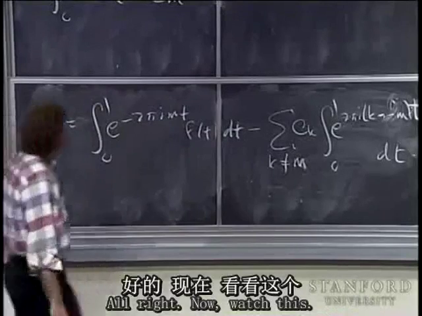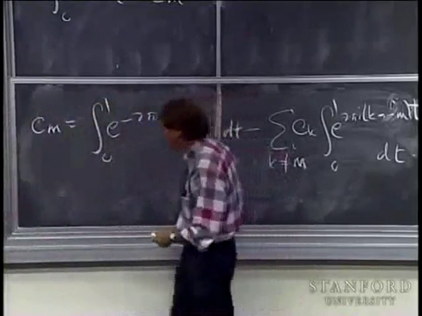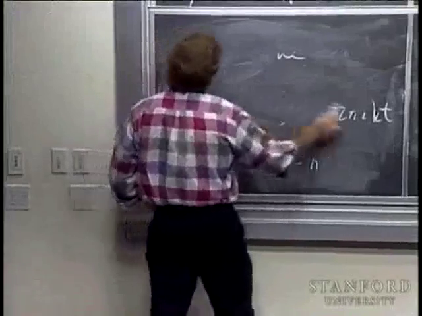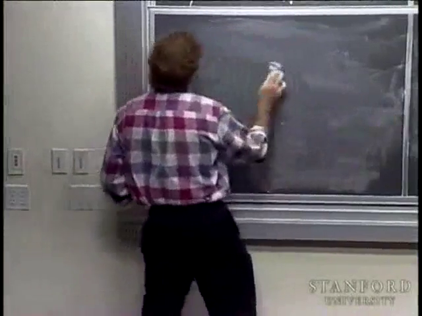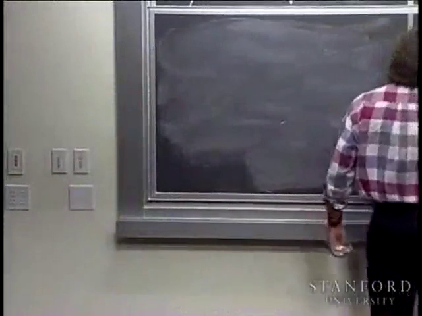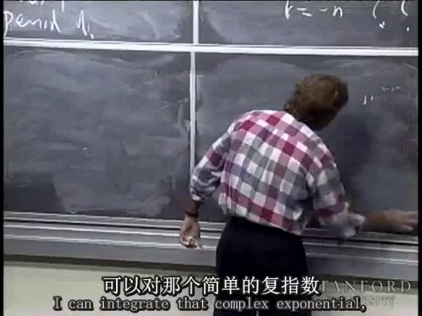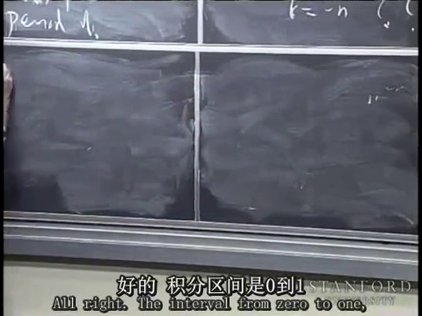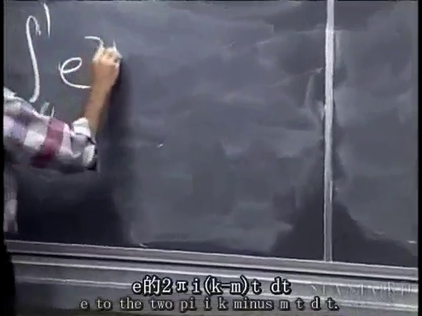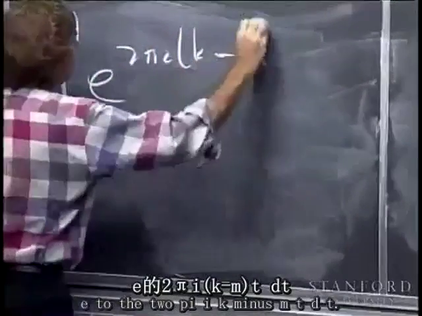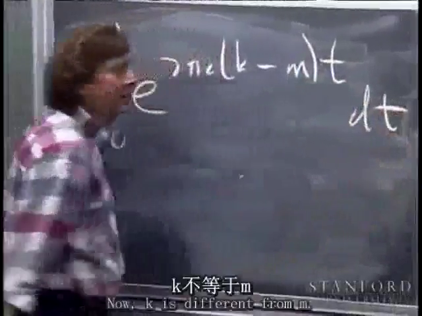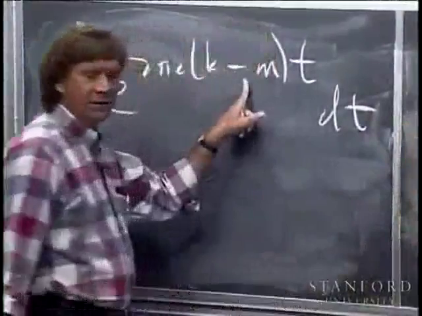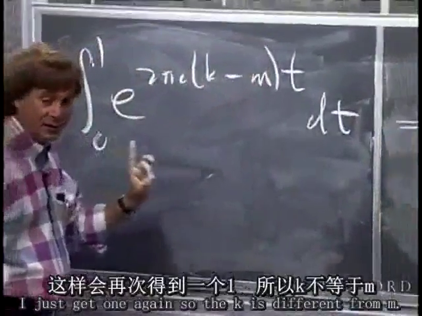All right. Now, watch this. I can integrate that complex exponential. That's a simple function. I can integrate that just like I integrated in calculus. The integral from 0 to 1 of e to the 2 pi i (k minus m) t dt. Now, k is different from m. If k is equal to m, I'm just e to the 0 here, so I just get 1 again. But k is different from m.